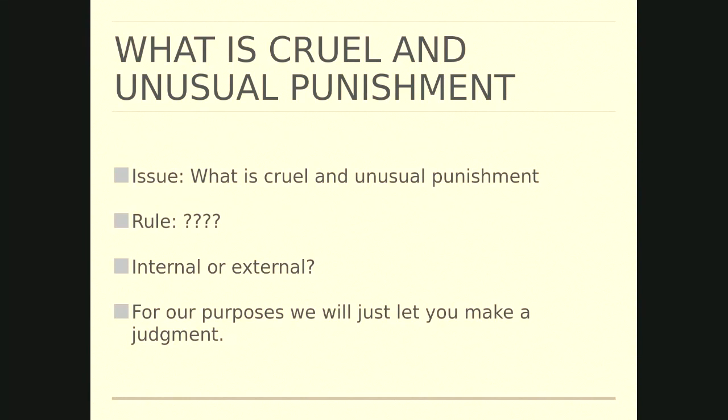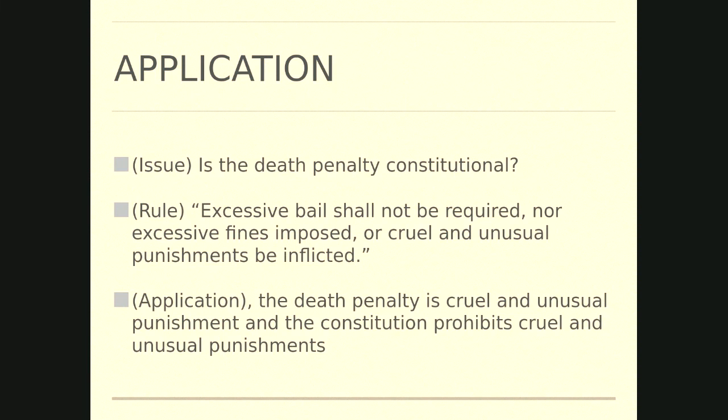So we have our issue, is the death penalty constitutional? We have our rule, no cruel and unusual punishment. So is the death penalty constitutional? Constitution says no cruel and unusual punishment. Now, the next step is to apply the fact pattern and the rule. We call this application. So in this case, we're just saying the death penalty, we determined, is cruel and unusual punishment, and the Constitution prohibits cruel and unusual punishment. Simple enough application.